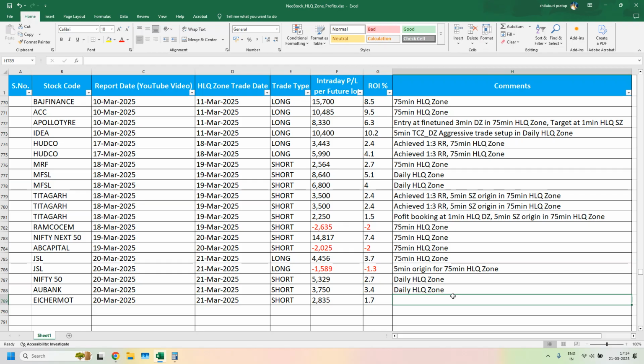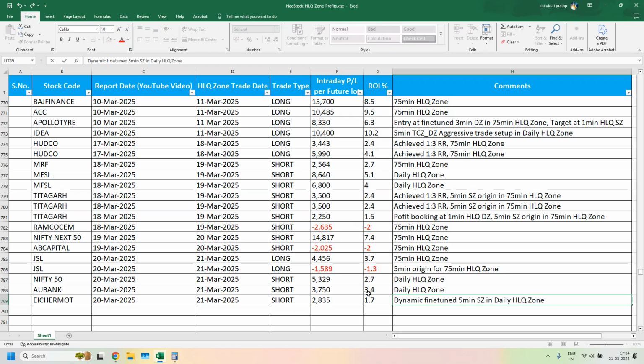Okay. Did I make any mistake? Earlier stop loss. Okay, now stop loss also reduced, right? And what kind of trade did we take? This is a dynamic, fine-tuned 5-minute zone, this is a daily HLQ zone trade, right?